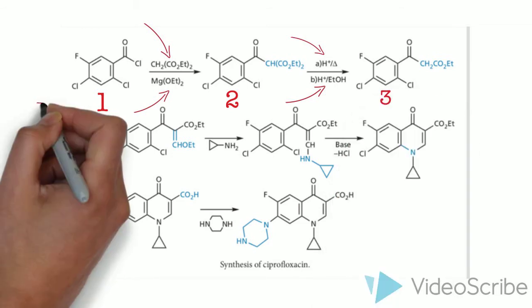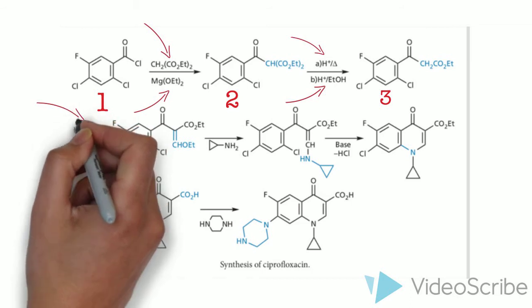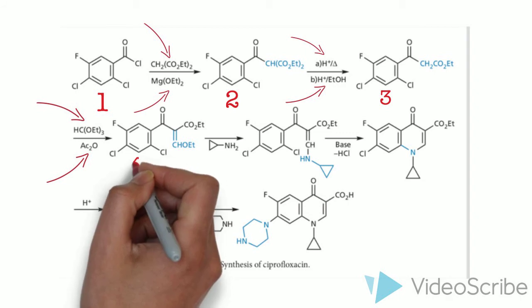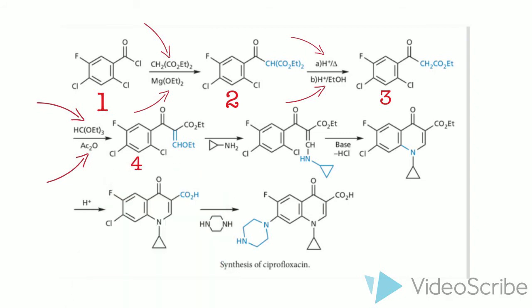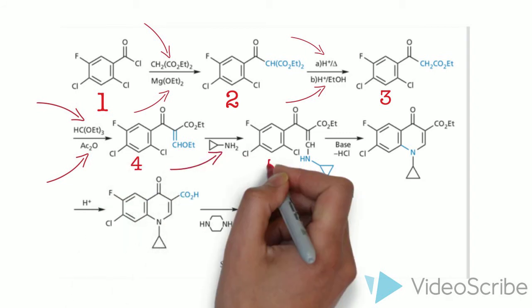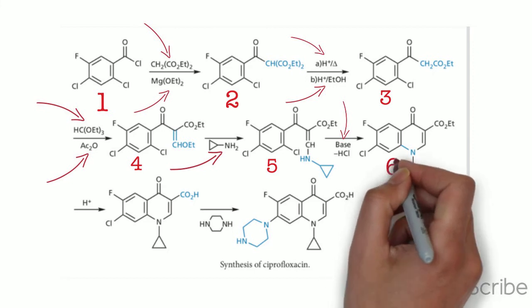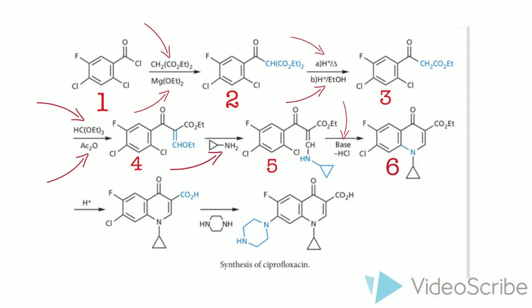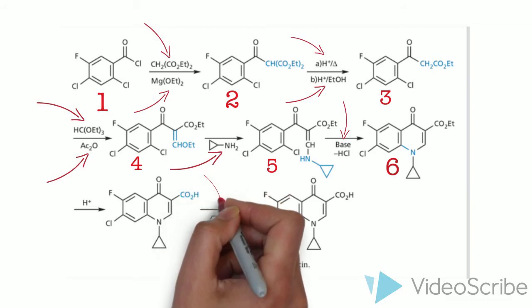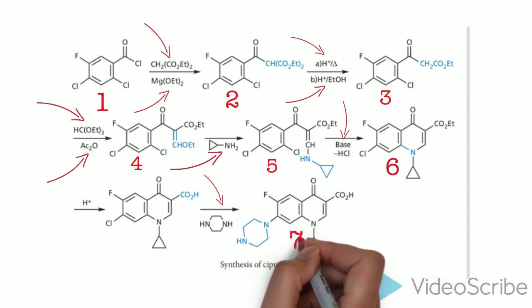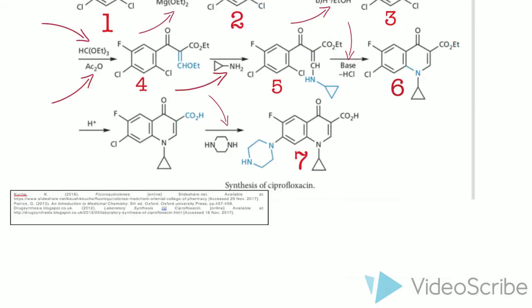2,4-dichloro-5-fluorobenzyl acetate. A further condensation reaction occurs with triethyl orthoformate in refluxing acetic anhydride, resulting in this molecule's formation. It is then treated with cyclopropylamine to form this molecule. Cyclization of this molecule with sodium hydroxide yields 7-chloro-1-cyclopropyl-6-fluoro-1,4-dihydro-4-oxoquinolone 3-carboxylic acid, which is finally condensed with piperazine in hot DMSO to afford the target compound ciprofloxacin.